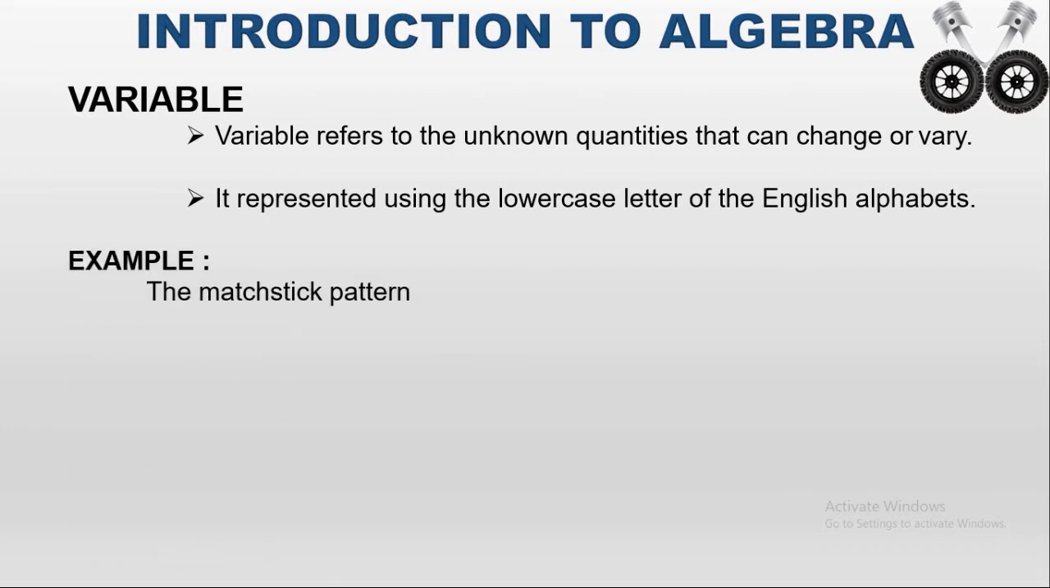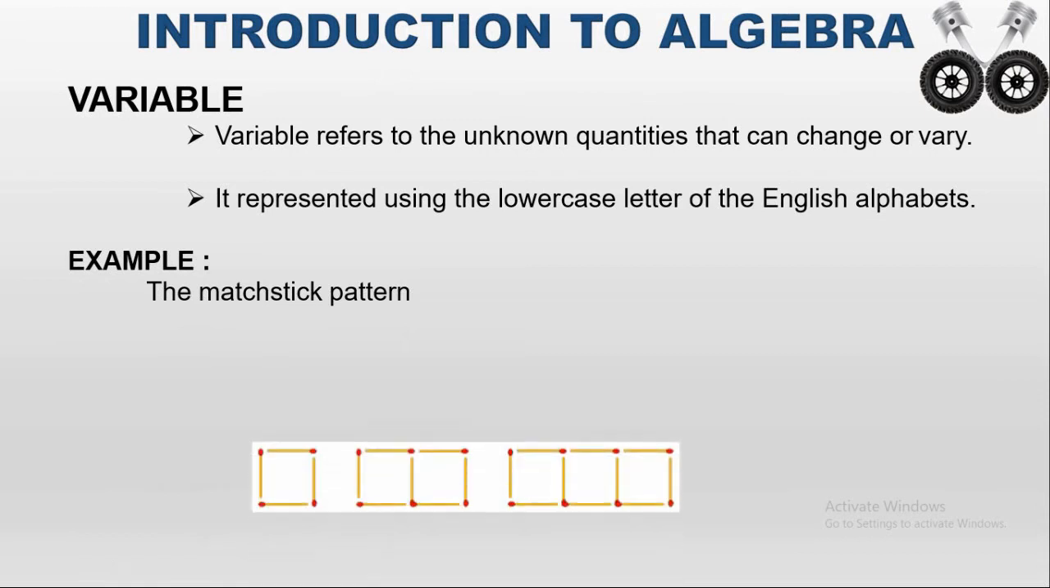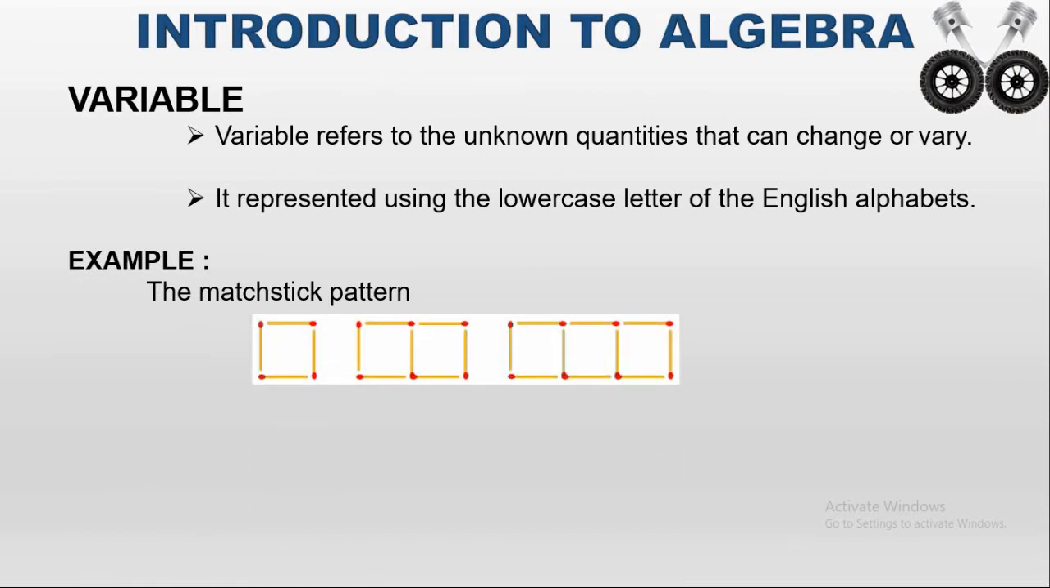For example, here we are going to see the matchstick patterns. Very first, I am making one square. For making one square using matchsticks, how many matchsticks do I need? I need 4 matchsticks. Next, I am making 2 squares stuck together. That time I need 7 matchsticks. Next, I am going to make 3 squares. That time I need 10 matchsticks.